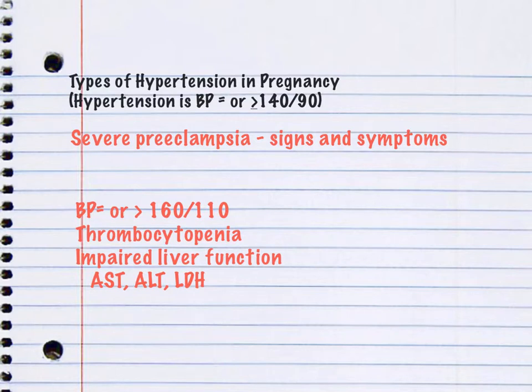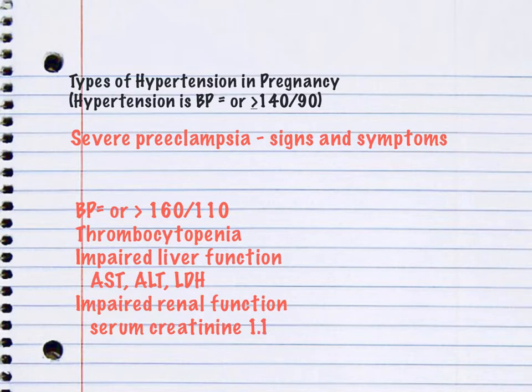and you'll see impaired renal function. We've already got the proteinuria, but now we might have a serum creatinine of 1.1 or more. That's definitely a sign of worsening preeclampsia. We might see oliguria. We might see evidence of pulmonary edema. And remember, when we've got that damage to all those arterioles, the fluid sort of leaks, and we start to see CNS disturbances. And that I'm going to put under symptoms.